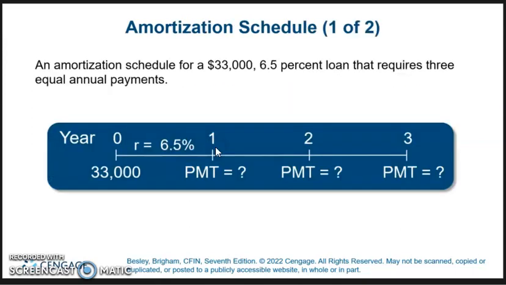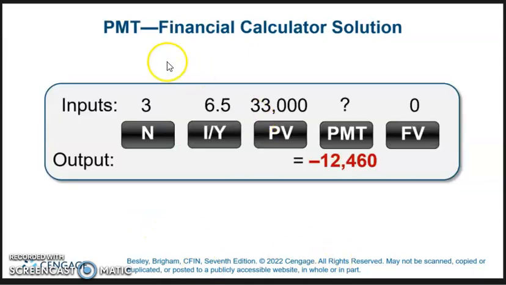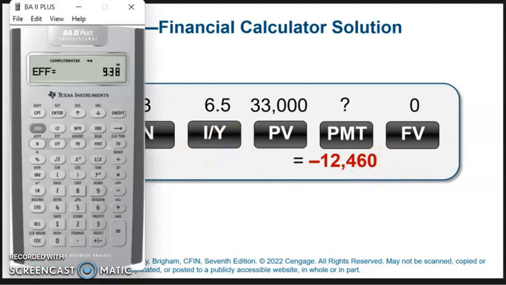So we've got a $33,000 loan at 6.5% that requires 3 annual payments. On our calculator, it's 3 N, 6.5 I/Y, 33,000 present value, 0 future value. That tells the calculator that you're paying the loan off. Then you compute payment, and it comes out as a negative. Your payment is going to be $12,460 per year.